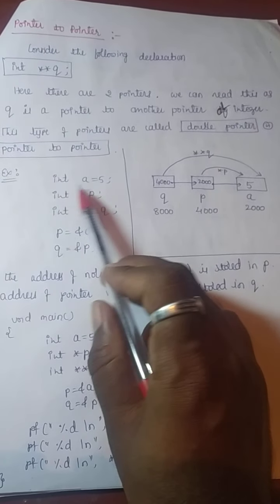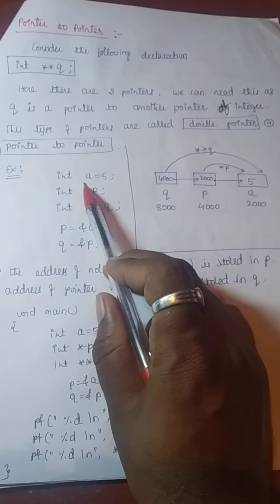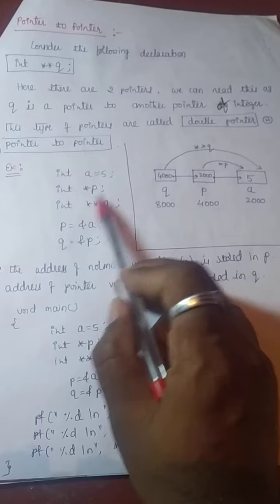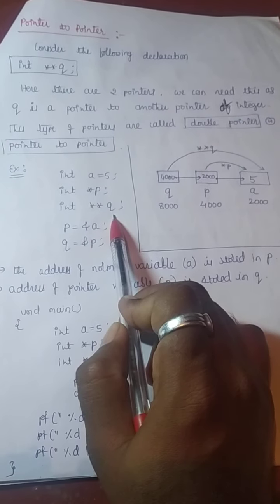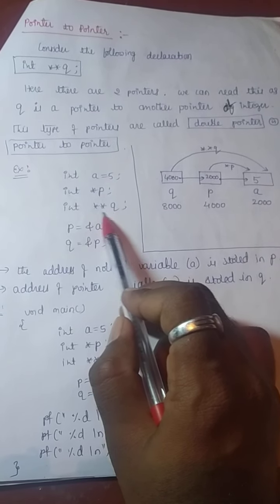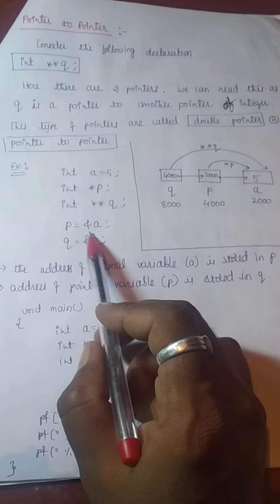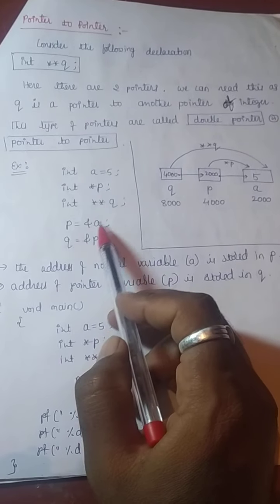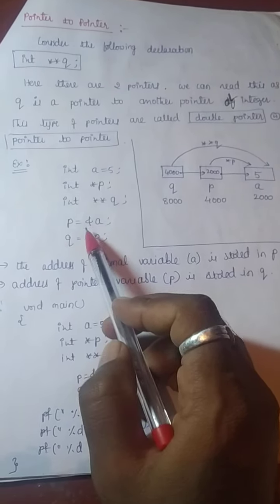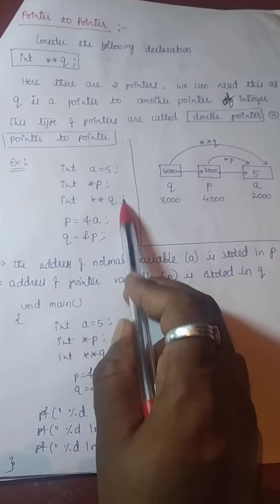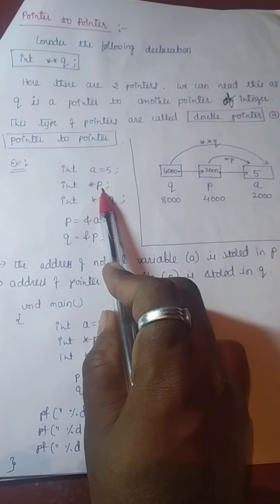First line, one normal variable we are declaring here, int a = 5. Then second line, int *p, a pointer variable declaration. Third line is the declaration of a pointer to a pointer, so here we can see two stars. After that, p = &a means the first pointer has the address of a. Then q = &p means the q pointer is holding the address of the p pointer.